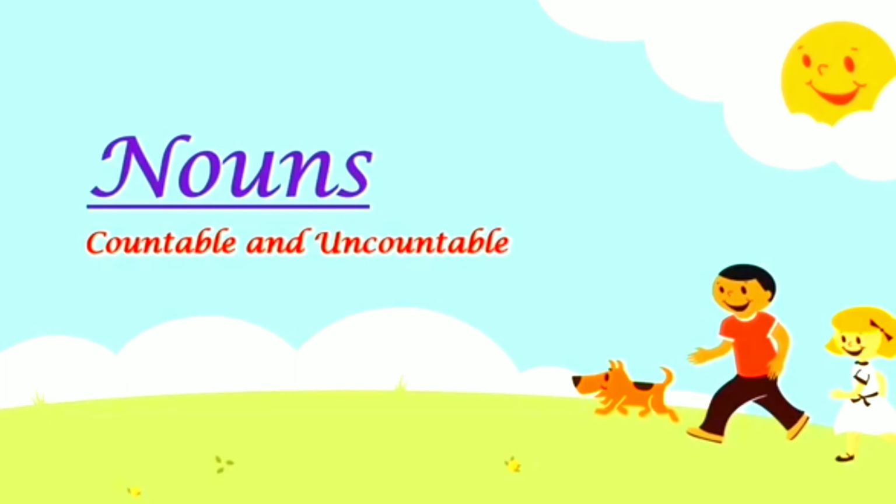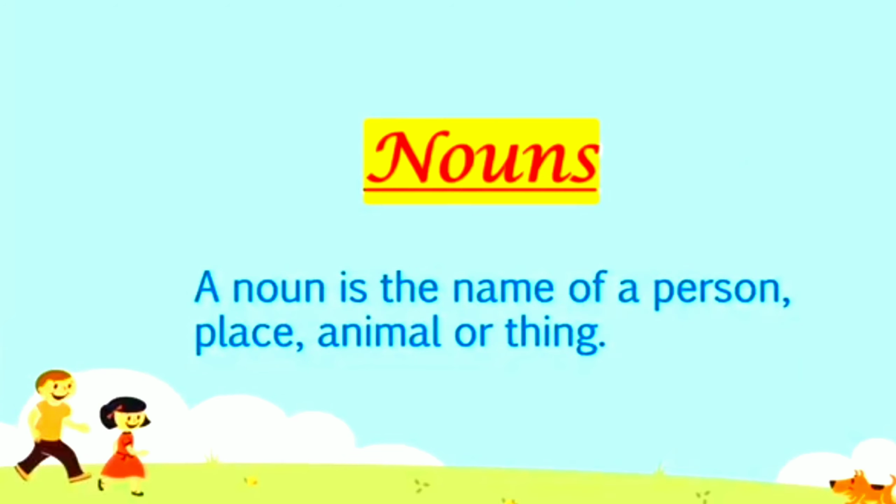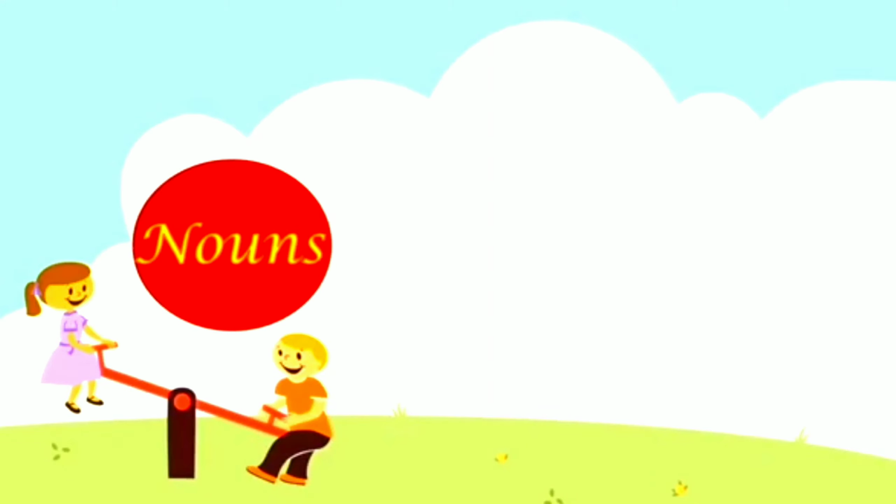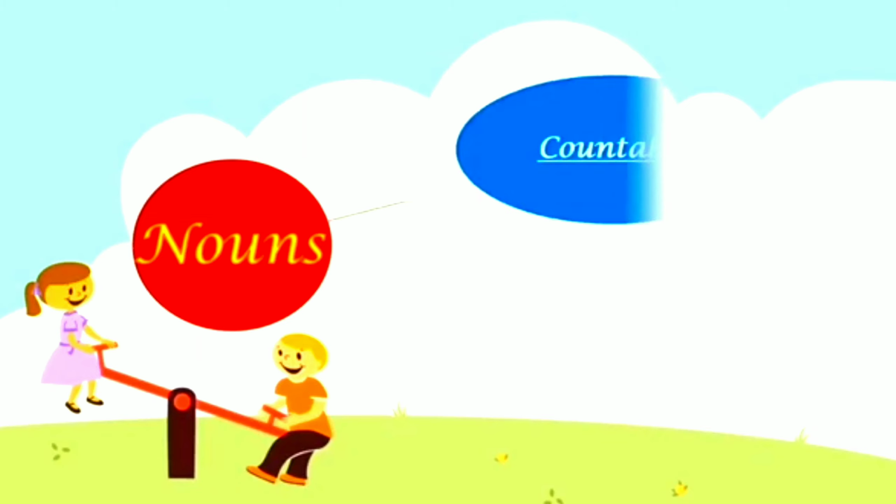Nouns: Countable and Uncountable. What is a noun? A noun is the name of a person, place, animal, or thing. We can divide nouns into two parts, that is, countable and uncountable.